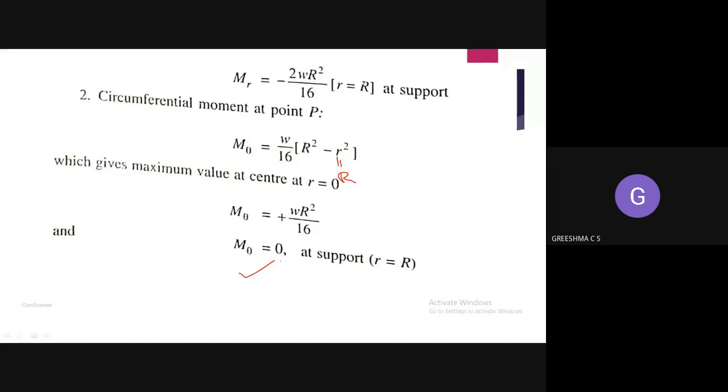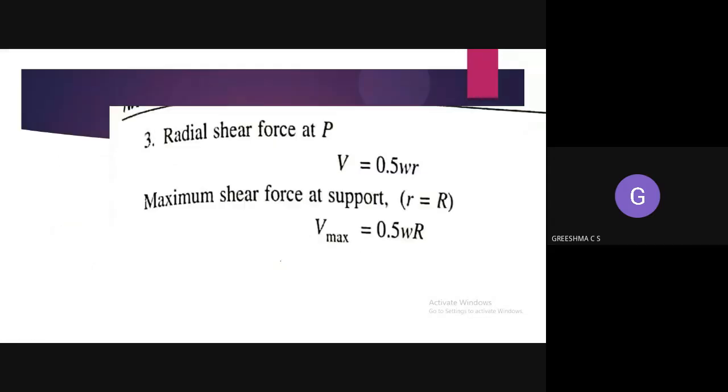Now you have to consider shear force also. Same equations. Radial shear force: shear force is equal to 1 by 2 WR. Maximum shear force will always be at the support, there is no doubt about it. So at the support, small r will be equal to big R, that is 1 by 2 WR or 0.5 WR.